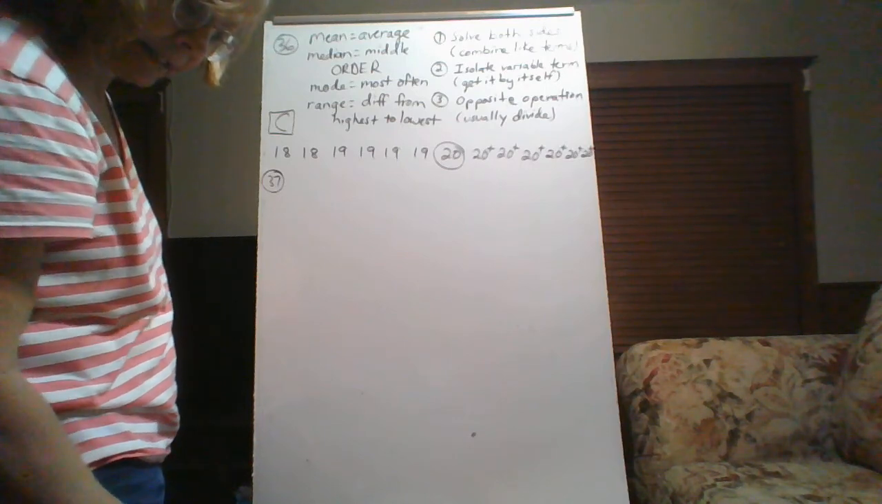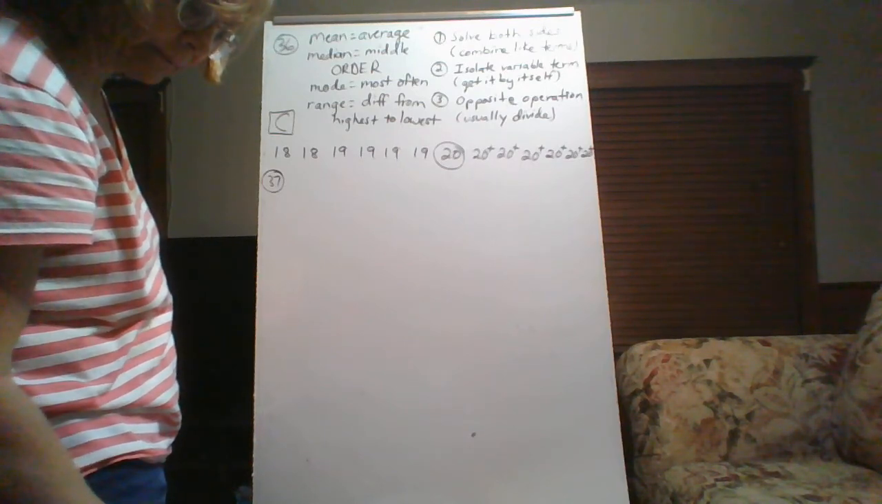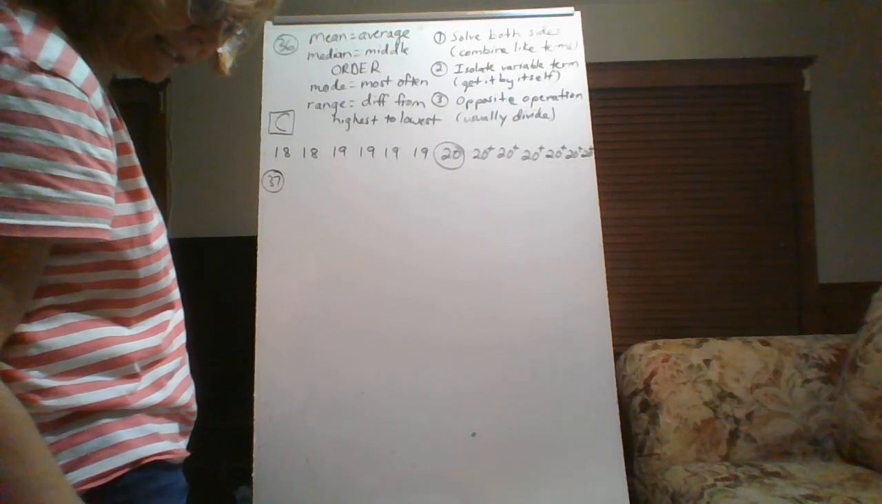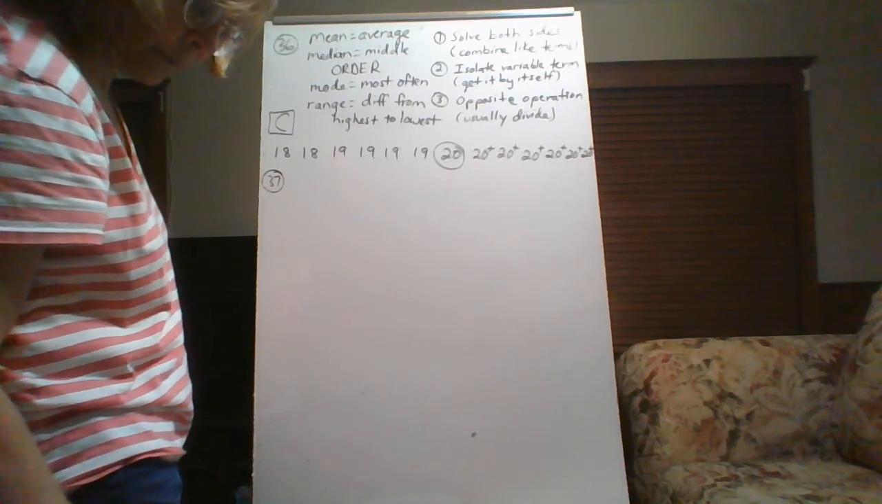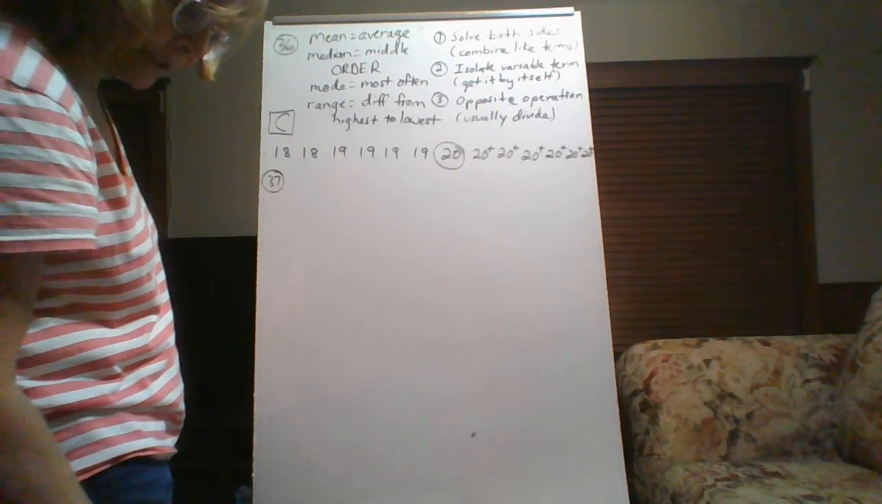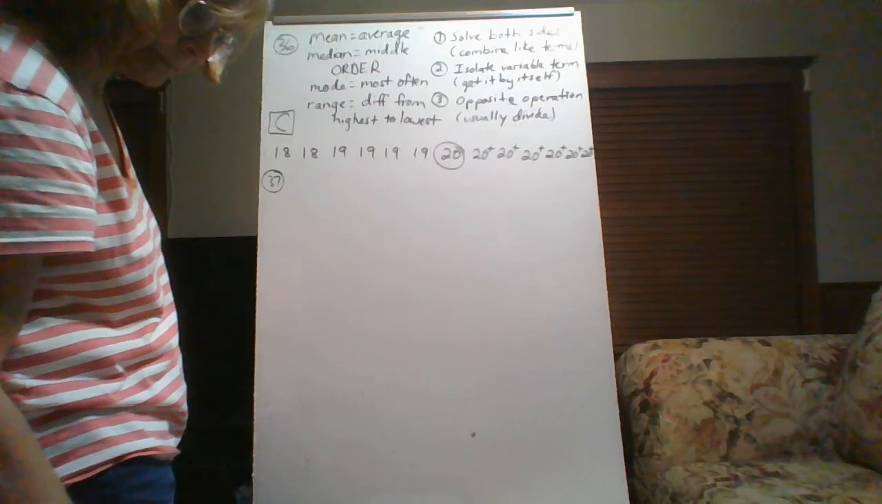Rectangle A has a length of L and a width of W. Okay, well, rectangle B has a length of L and a width of 2W. Which of these statements is true? Okay, so we're talking area and perimeter stuff.